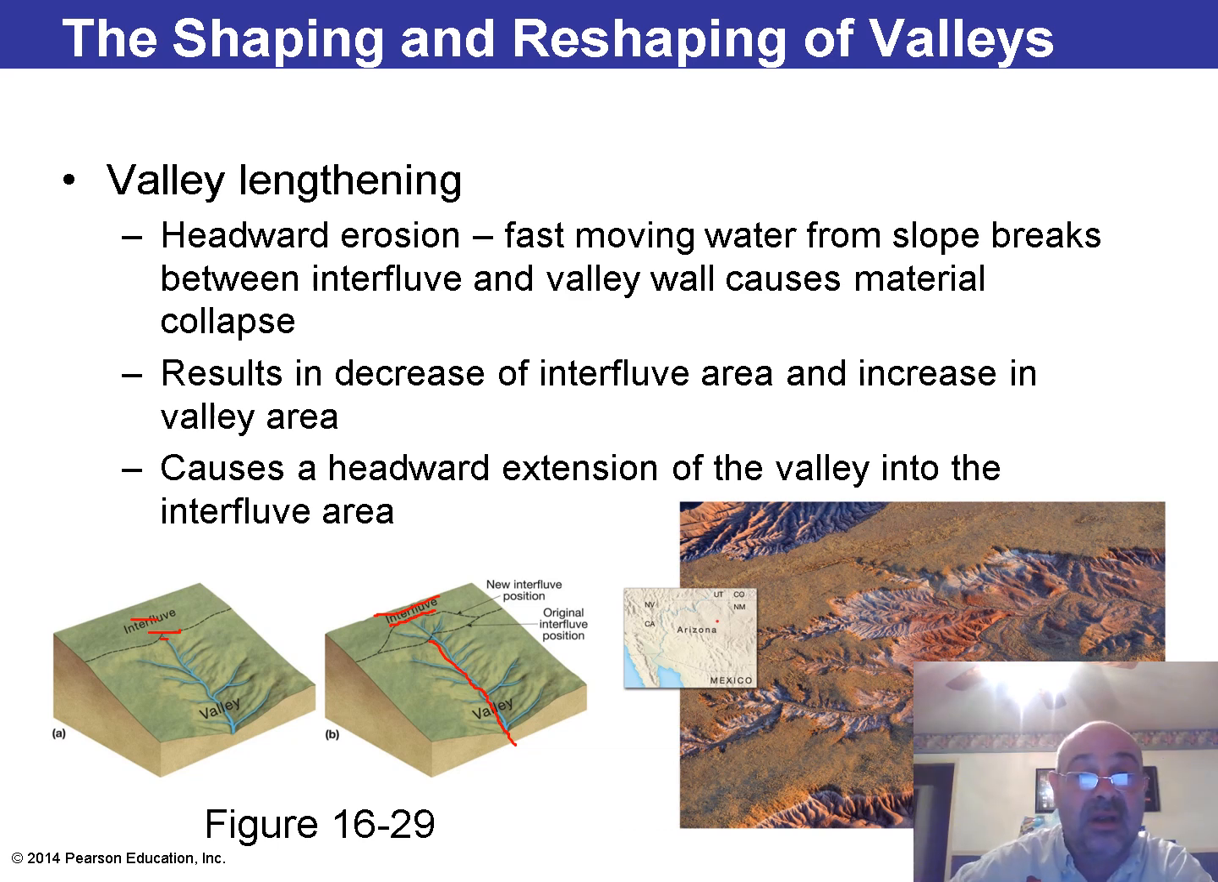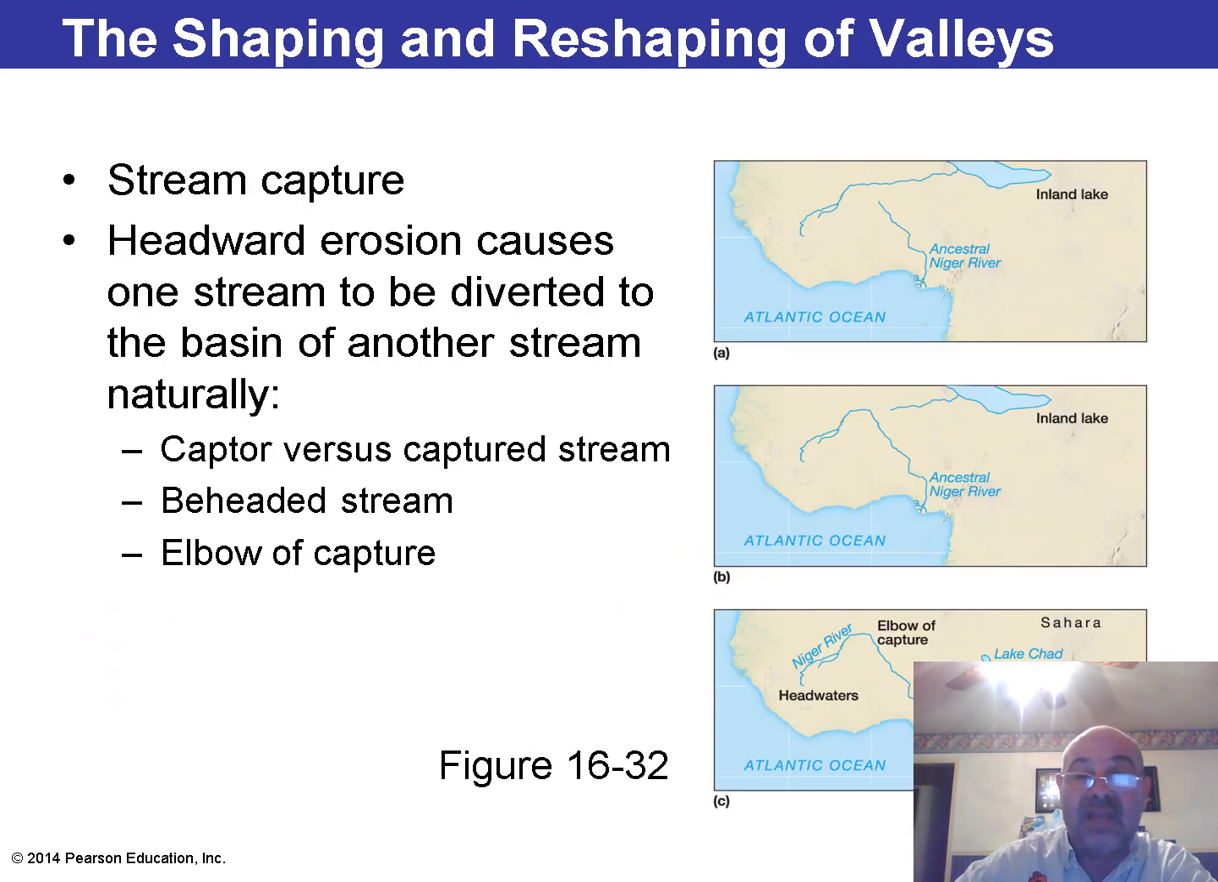Okay. All right. So headward erosion, fast-moving water from slope breaks between the interfluve and the valley will cause material to collapse. You get a lot of water under there. It's Nick Point migration. Results in decrease of interfluve area and increase in the valley area, lengthening, and causes a headward extension of the valley into the interfluve area. And if the interfluve goes away, the two streams can join. Which brings us to stream capture.